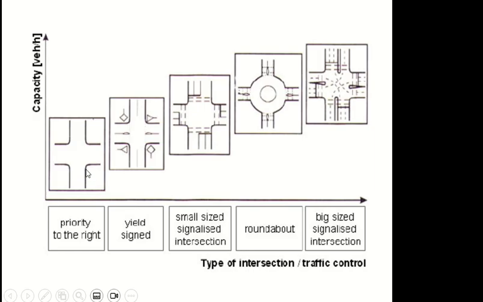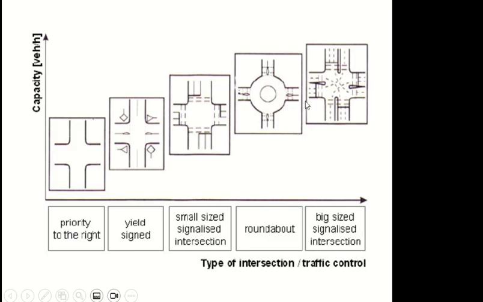Okay, so when you are using no control device, it has low capacity. I told you we do it at local streets, small streets with low volumes. Then if you are using yield signs, the capacity increases. If you are using small signals, the capacity further increases. Now this is interesting. Using a roundabout on smaller intersections is more beneficial than using a signal. So at small intersections, using a roundabout is more beneficial.